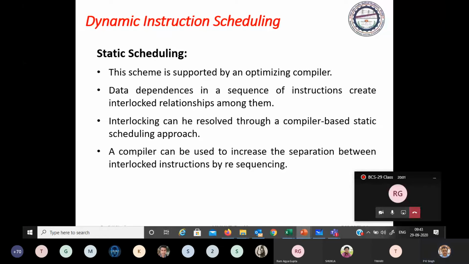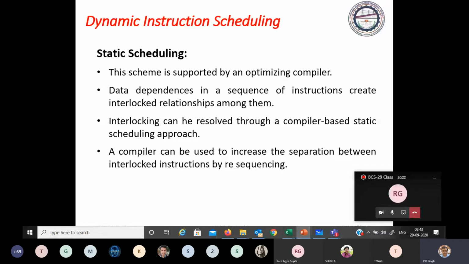Next, dynamic instruction scheduling. Dynamic instruction scheduling means, first see what is static instruction scheduling, and then we will discuss dynamic instruction scheduling.